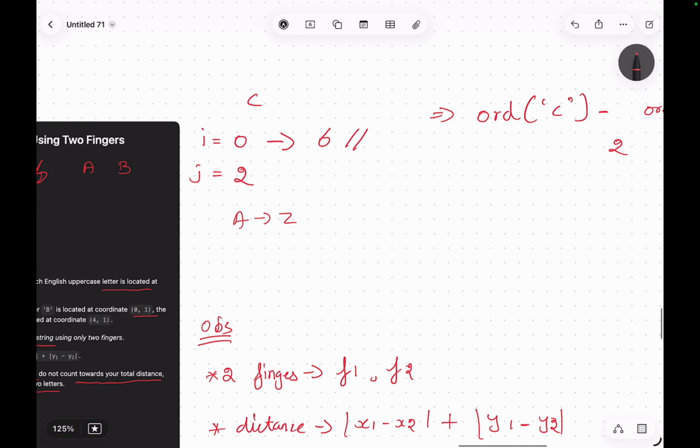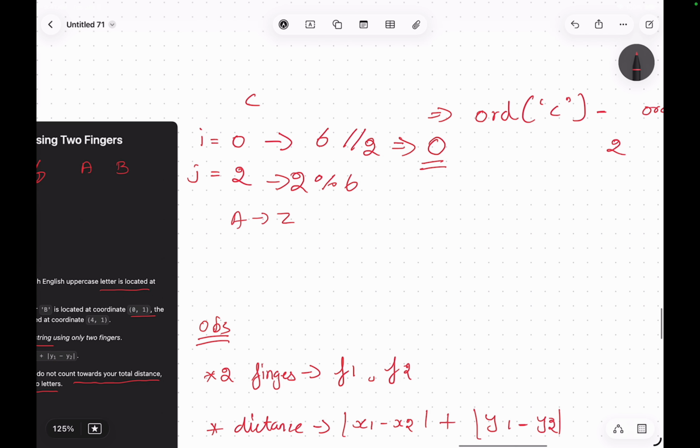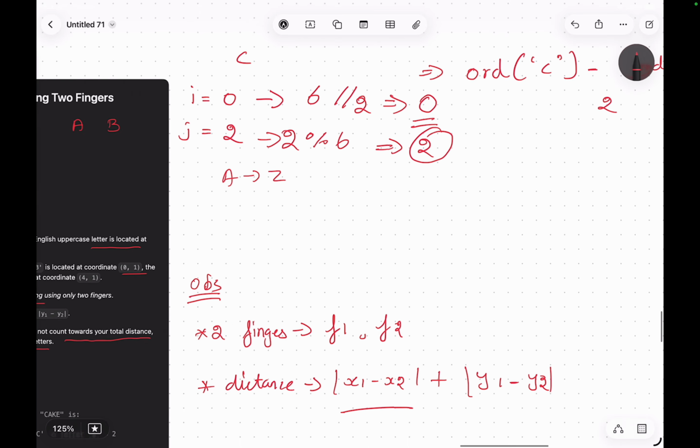You get 2 as the value which you divide by 6, and if you round off this value, you get 0, which indicates the row. To locate the column, we do the same thing, but we take the modulo with 6. So the value you found using the ASCII, modulo 6, gives 2. In this way you can find I and J.